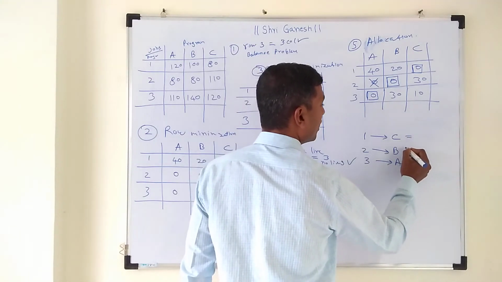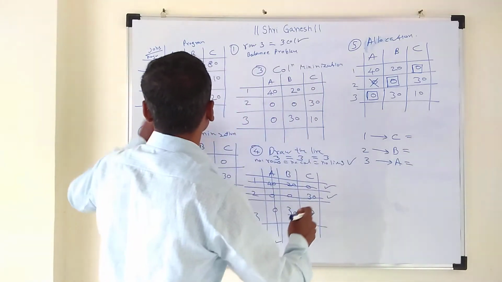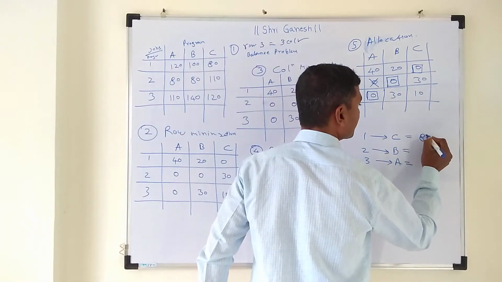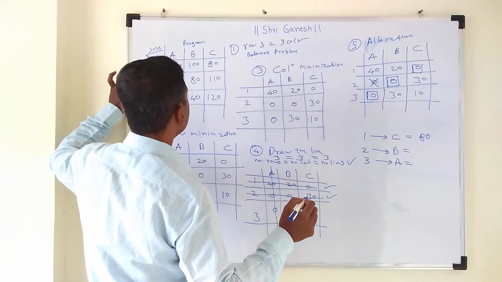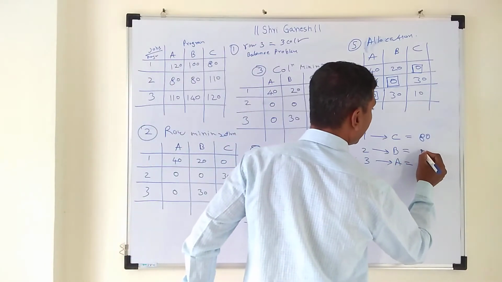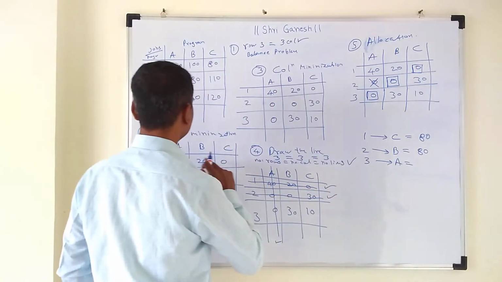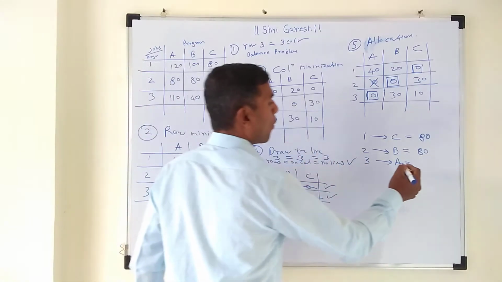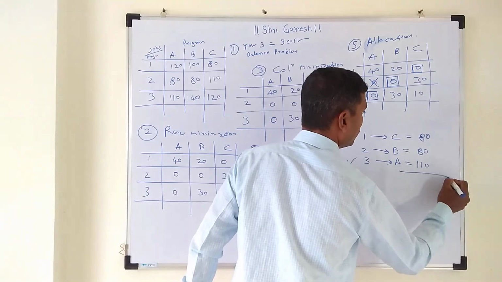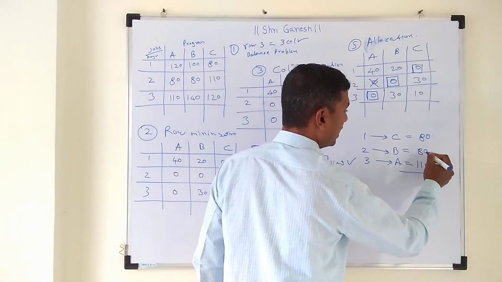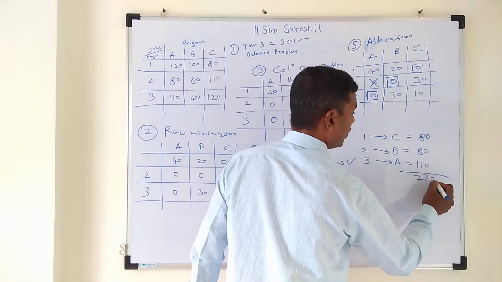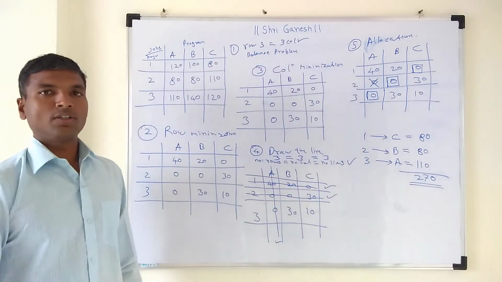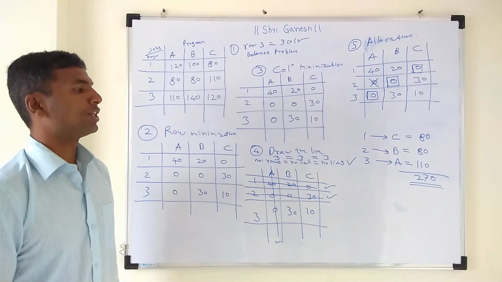Now you have to check the value in the original table. So first job goes to C, so the value is 80. Second job goes to B, so again the value is 80, and third job goes to A, so that is 110. So you have to do the total: 80 plus 80, 160, plus 110, 270. So this is our final answer. So this is our minimum cost. This is our minimum allocation cost.